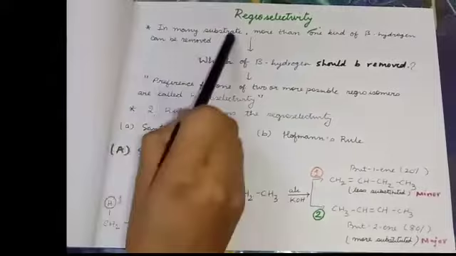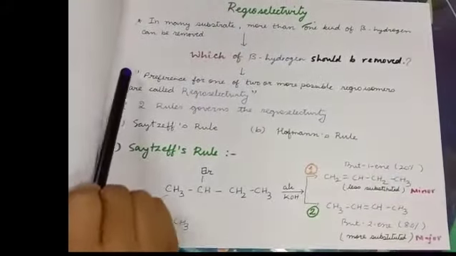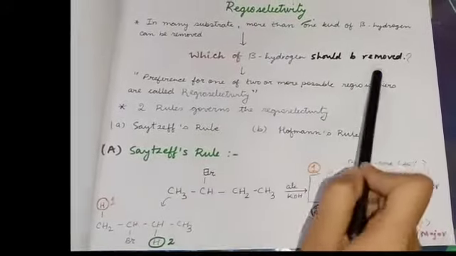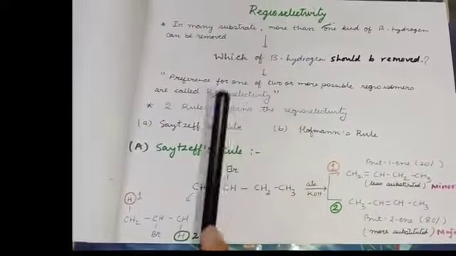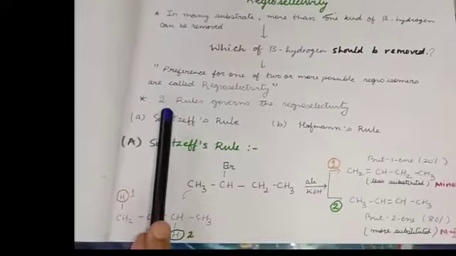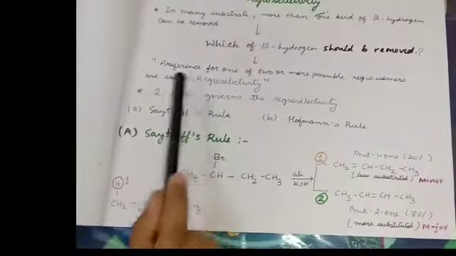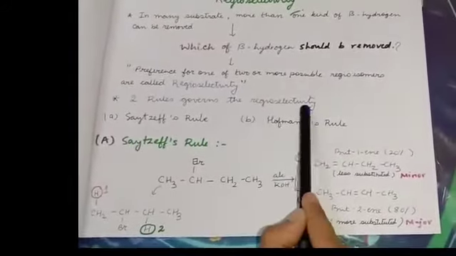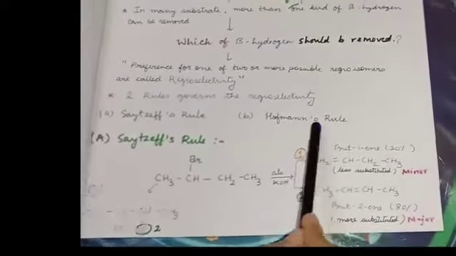सो ऐसे बहुत सारे सबस्ट्रेट होते हैं जिसमें more than one kind of beta hydrogen होता है. So then the question comes like which of the beta hydrogens should be removed. Okay, so then comes the question of regioselectivity. तो सिंपल लैंग्वेज में अगर हम देखें तो preference for one of the two or more possible regioisomers are known as regioselectivity. So दो rules होते हैं which govern this regioselectivity. Okay, the first is the Saytzeff rule and the second is the Hofmann's rule.